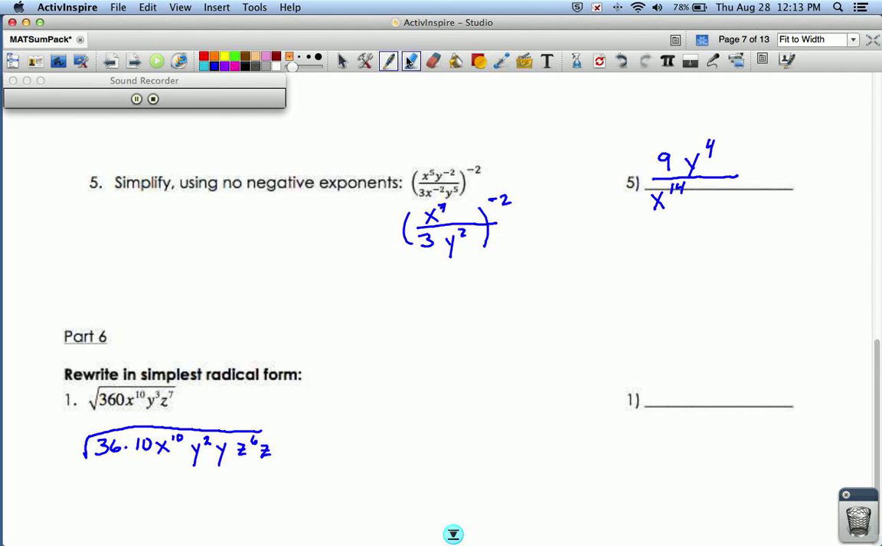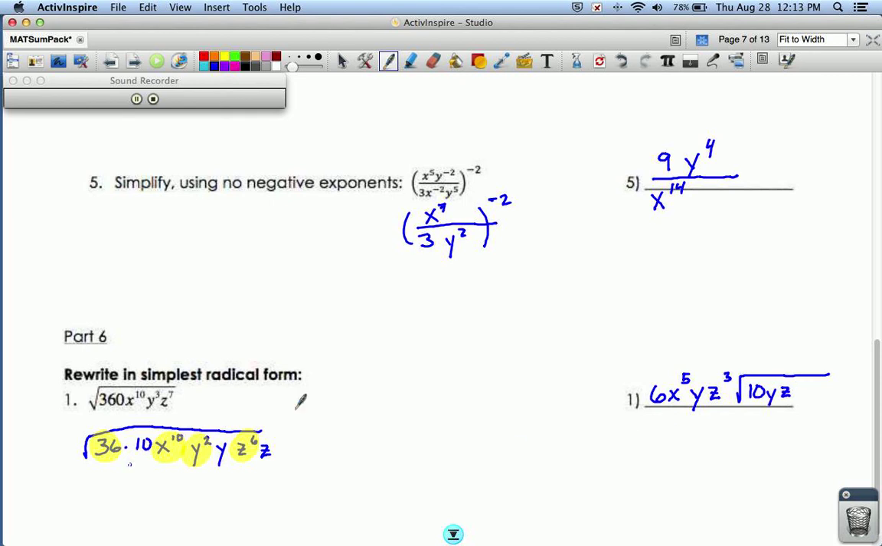And now all the perfect squares, 36, x to the 10th, y squared, and z to the 6th, will come out in a different form. 36 becomes 6, x to the 10th becomes x to the 5th, y squared becomes y, z to the 6th becomes z cubed, and inside we're left with a 10, a y, and a z.